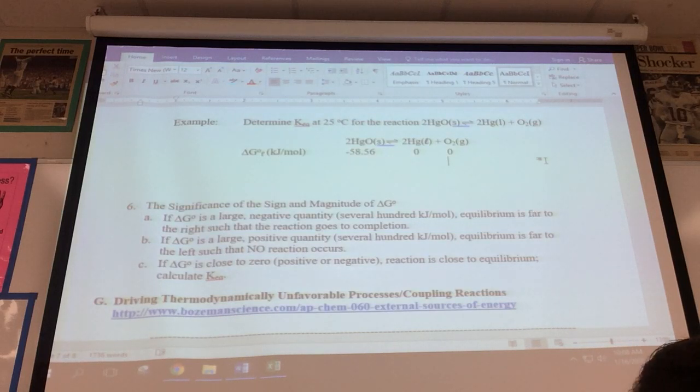Wait, but all the products are zeros. So then what's your delta G? Negative, no, I mean positive 1. Your delta G is positive 117 kilojoules. Now see if you can go after KEQ.